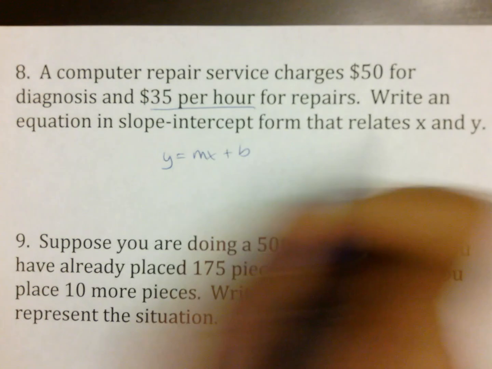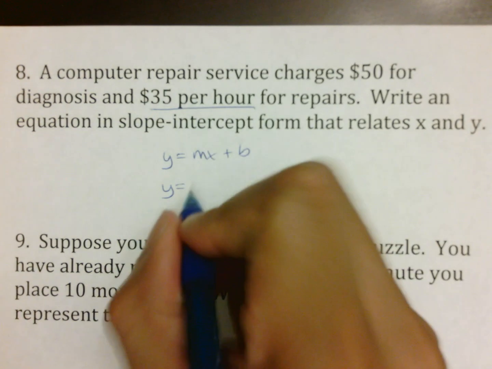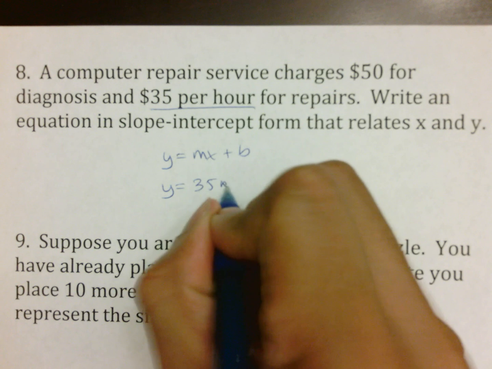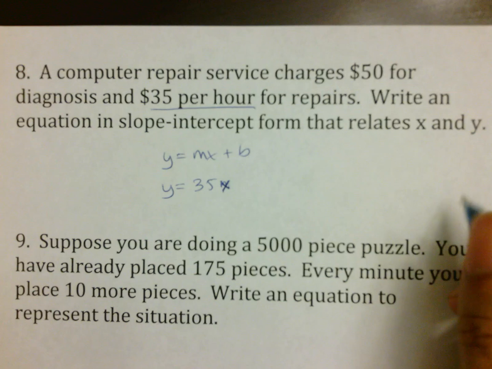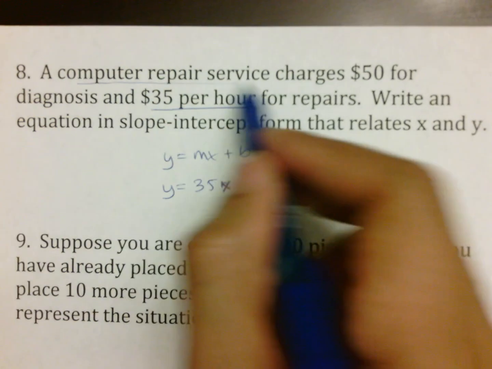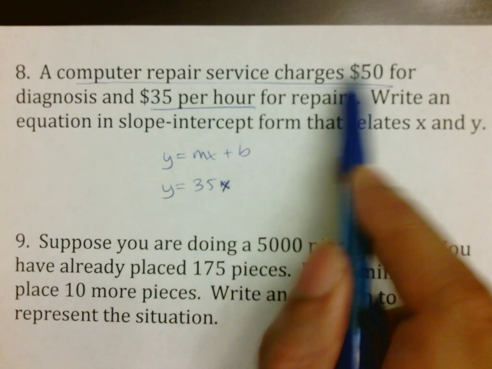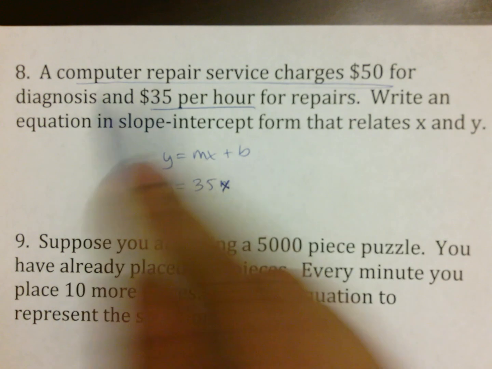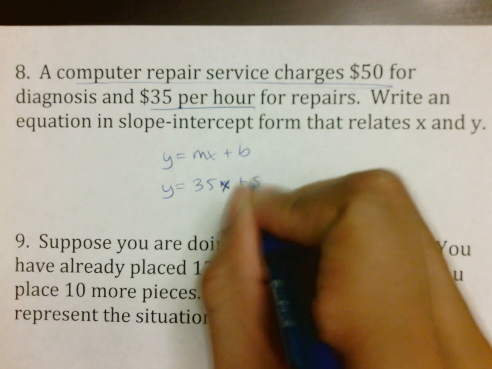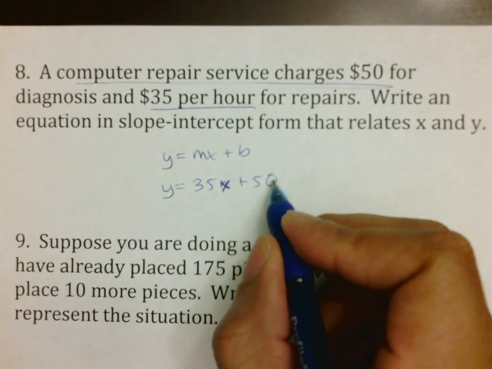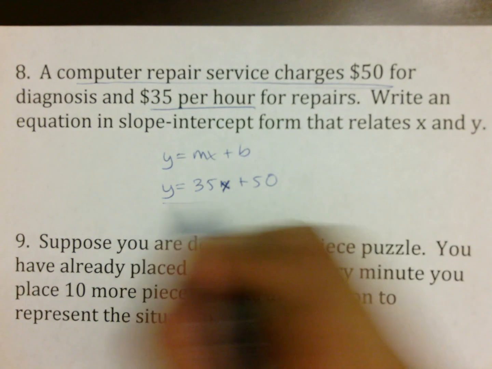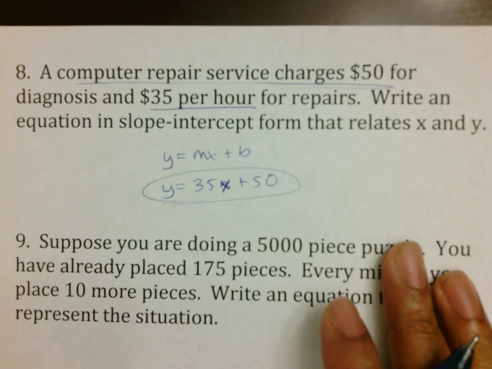Here's your $35 per hour, which means obviously that's going to be my m. So 35x, and again your starting number here is 50, because once you take the computer in, they're going to charge you $50 to look at it and make sure that they can see what they're going to have to do. So your 50 is your starting point, and then every hour they actually add another 35. So again, that's what you need to be ready for.